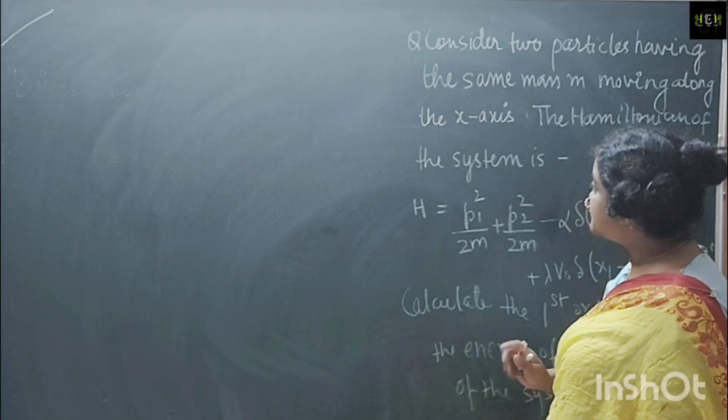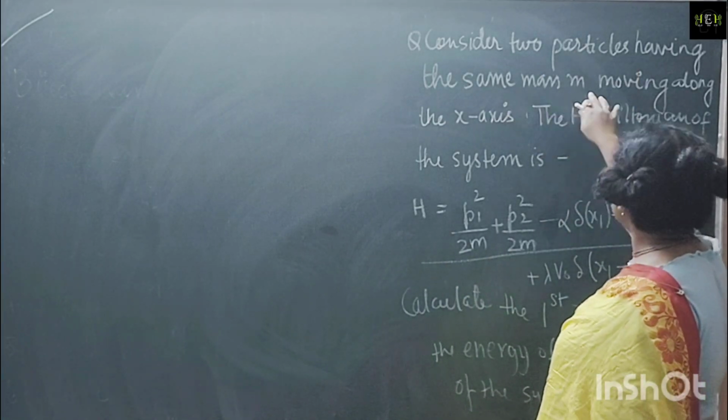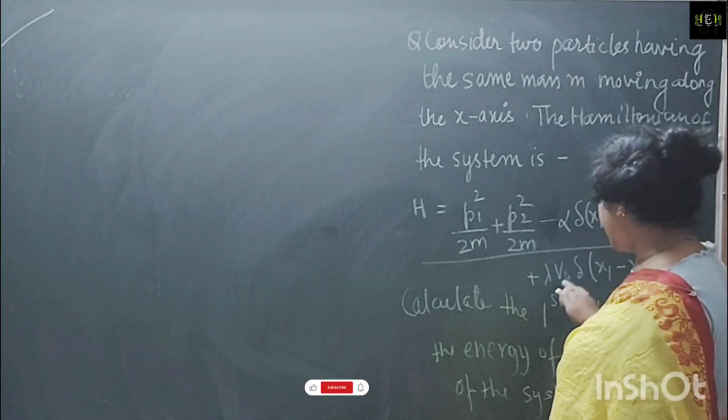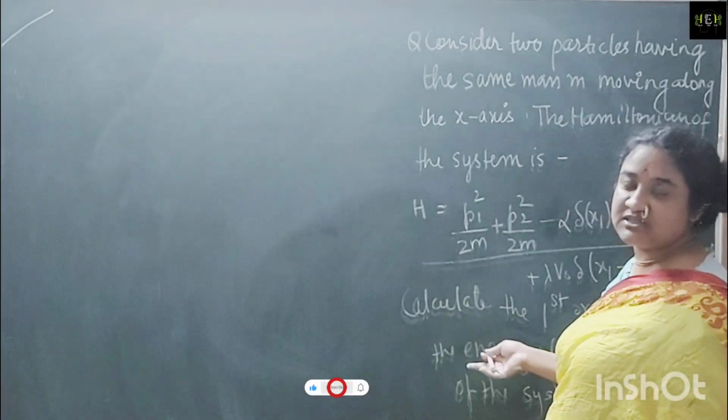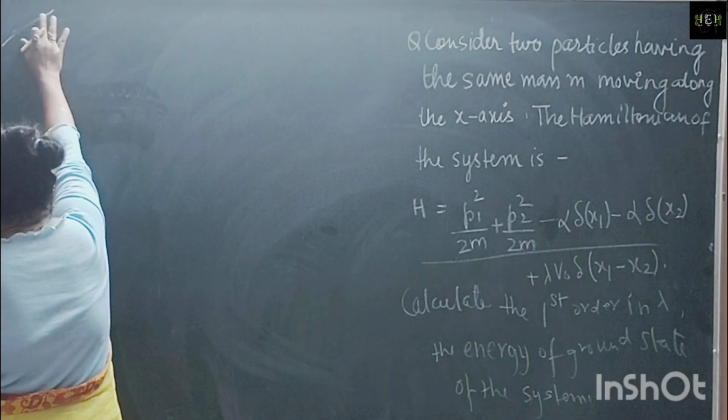So when the system has 2 particles, the Hamiltonian is given. Consider 2 particles having the same mass m moving along the x-axis. The Hamiltonian of the system is this, and calculate the first order energy correction of the ground state. So from where should I start?